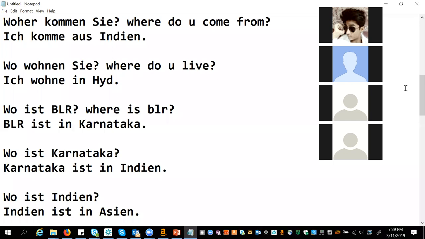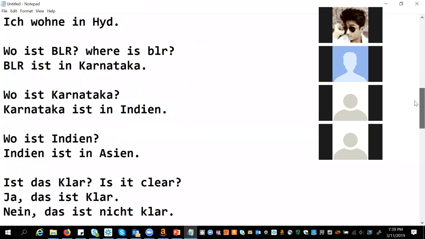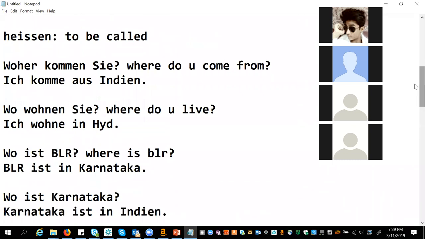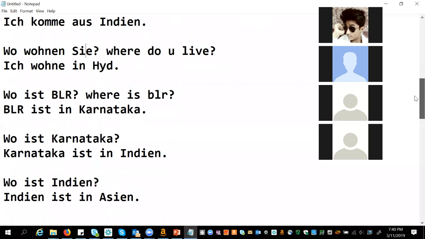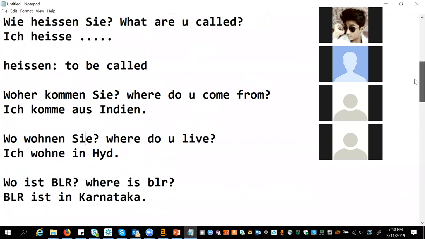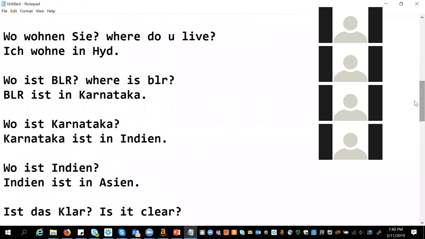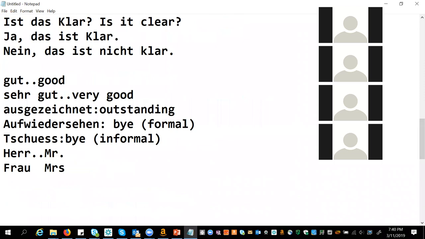All right. So let's talk about it. I think two guys raised their hands. I'm not able to see because there are quite a number of people. All right, so these are some basic questions, right? For example, tomorrow you can ask your colleague, wo wohnen Sie, woher kommen Sie. Many of you will be colleagues and friends to each other, so you can practice. Where do you come from? Where do you live? Where is Bengaluru? Where is Karnataka? Where is India? Good. All right.